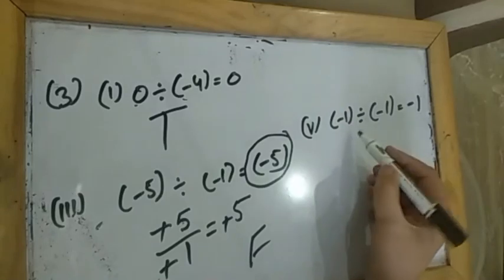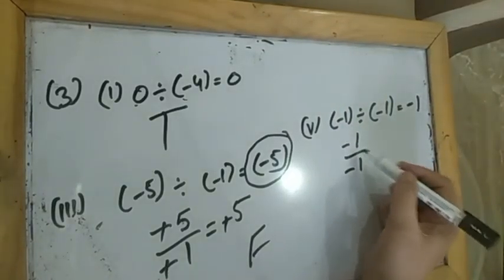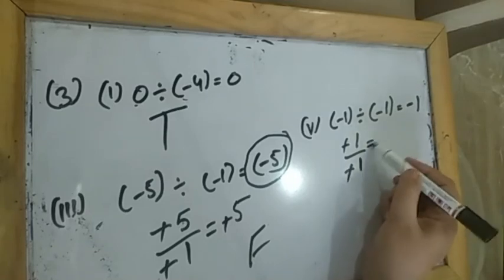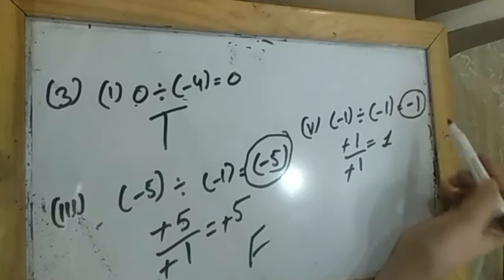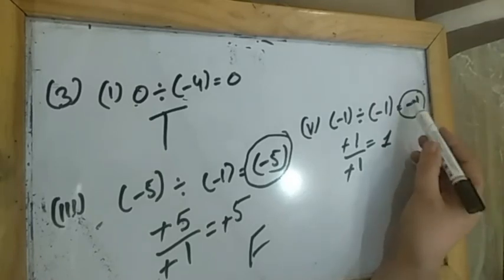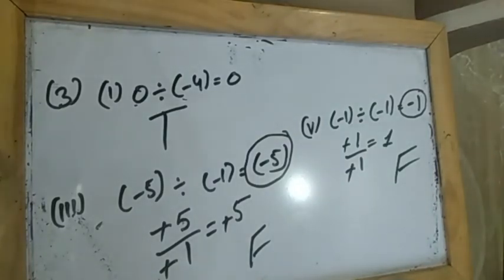Now here is the fifth part, minus 1 divided by minus 1. So minus and minus will get cancelled, and you will get a positive 1, but according to the question they are saying it should be minus 1. But no, it should be plus 1. So this statement is false. With this we complete our first chapter.